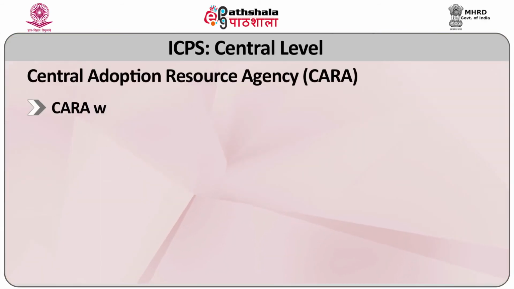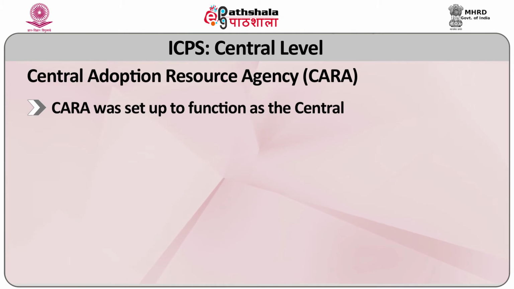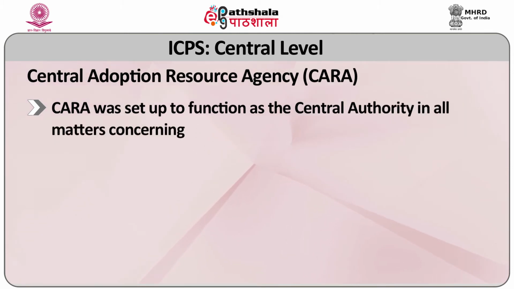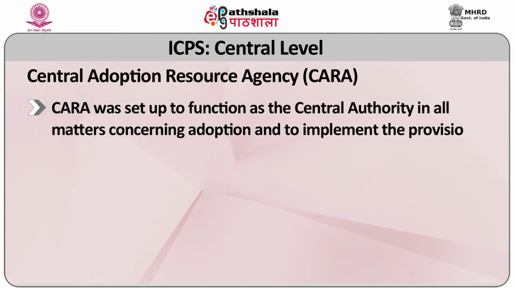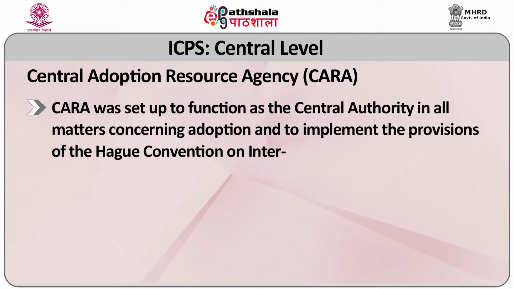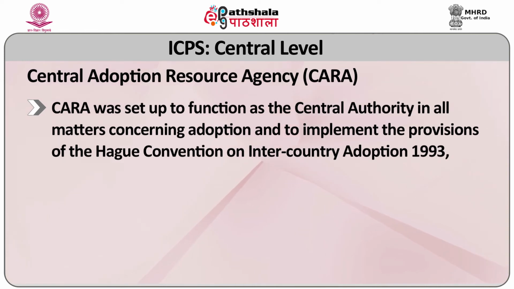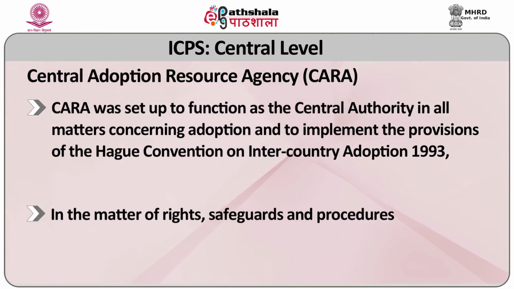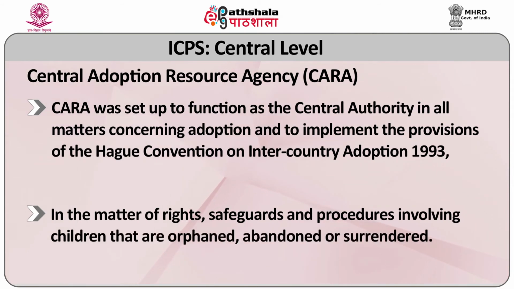What is the Central Level Adoption Resource Agency? What is the structure at the central level with regard to adoption? The Central Adoption Resource Agency, CARA, now Central Adoption Resource Authority under the Juvenile Justice Act, is to function as a central authority in all matters concerning adoption and to implement the provisions of the Hague Convention on Inter-Country Adoption 1993 in matters of rights, safeguards and procedures involving children that are orphaned, abandoned or surrendered. It is to function as an advisory body and think tank for the Ministry of Women and Child Development.